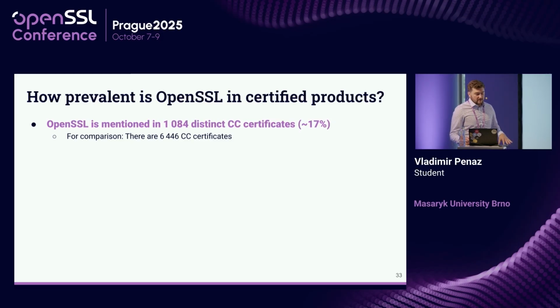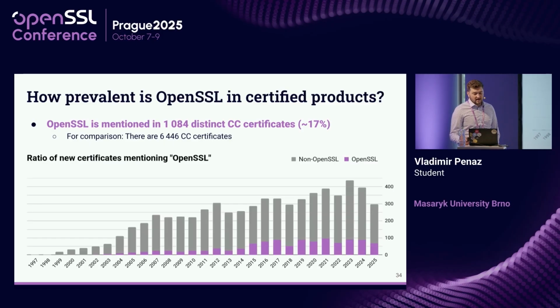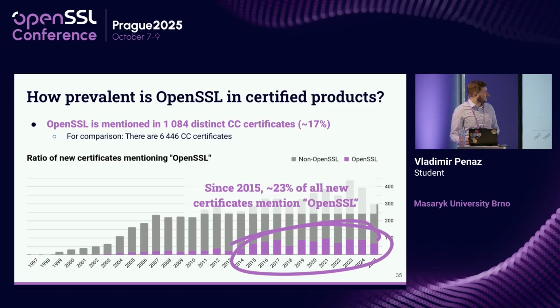Overall, we found out that over 1,000 certificates are mentioning OpenSSL, which corresponds with 17% of all the certificates we have. And in this chart, we can see that during the last 10 years, 23% of all certificates are mentioning OpenSSL. So it's showing some kind of a trend of the growing popularity of the OpenSSL library.